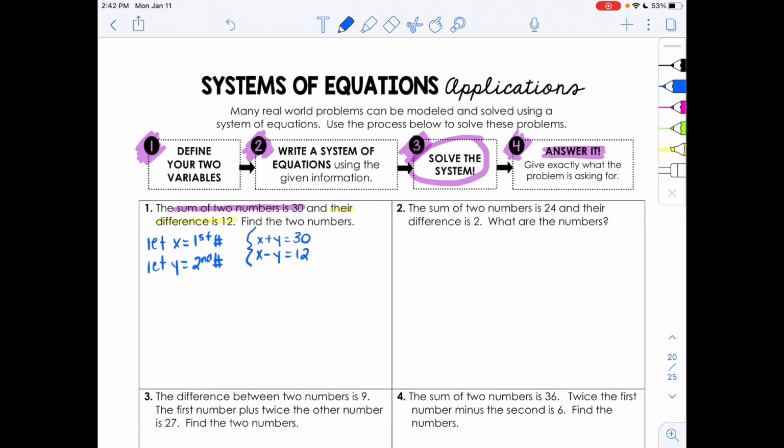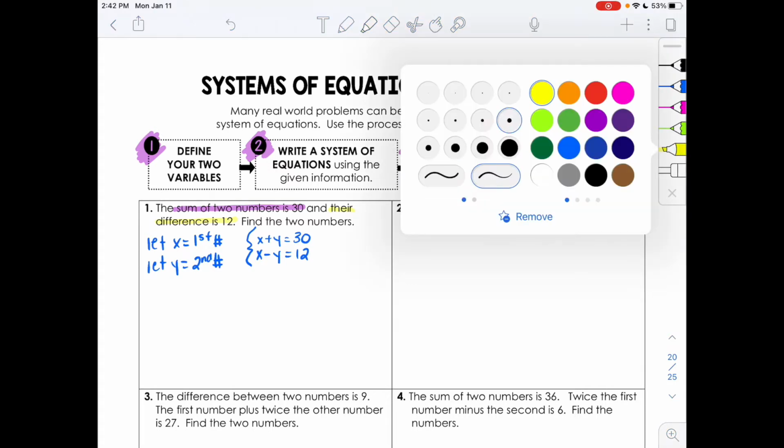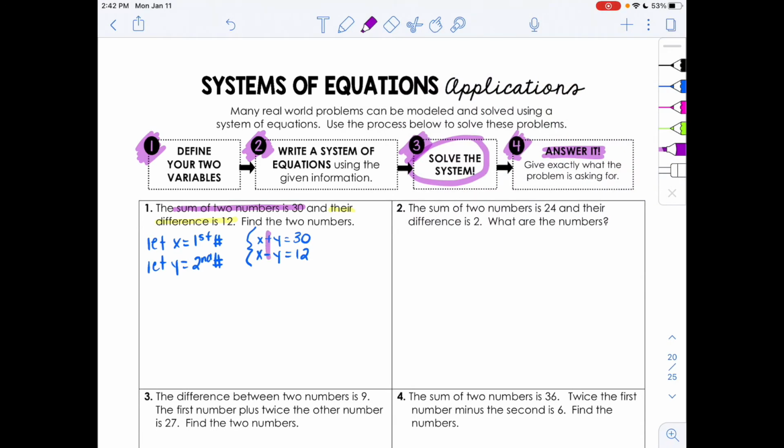Based off of these equations, I'm going to use elimination because I can already see that I have two variable terms that are opposites and that will easily eliminate. Using the elimination method, x and x create 2x, my y's cancel out, and 30 plus 12 is 42. Then I divide both sides by 2, and I find that x equals 21.